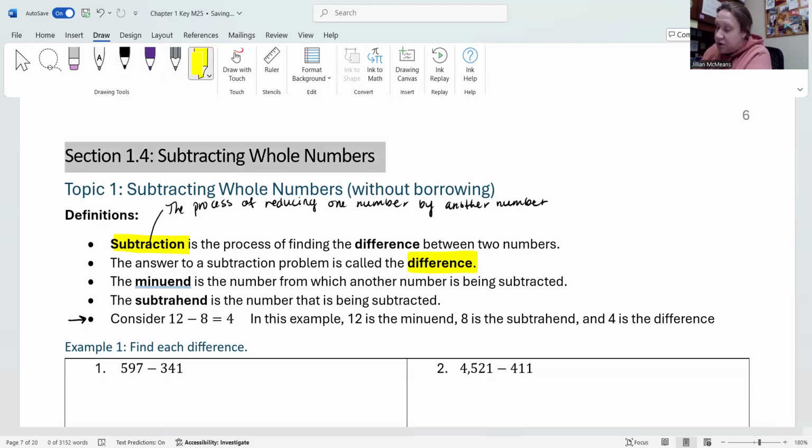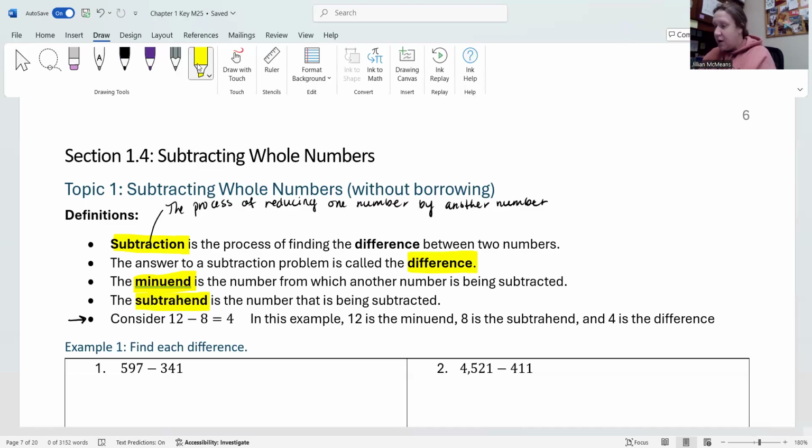Make sure you understand the difference between the three numbers involved with subtraction, but especially understand the definition of the word difference. Difference is the answer to subtraction. You will certainly see that again. Directions could say find the difference. Word problems could say something about finding a difference. So when you hear the word difference, your brain should automatically think, that's subtraction.